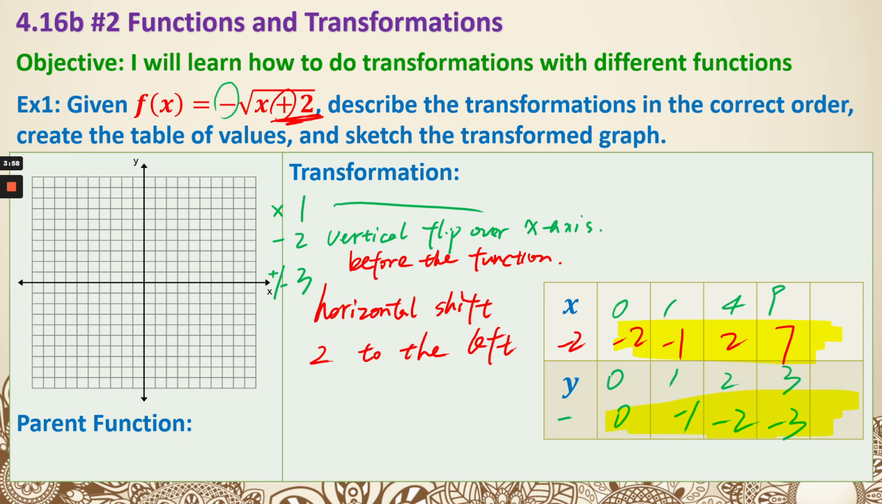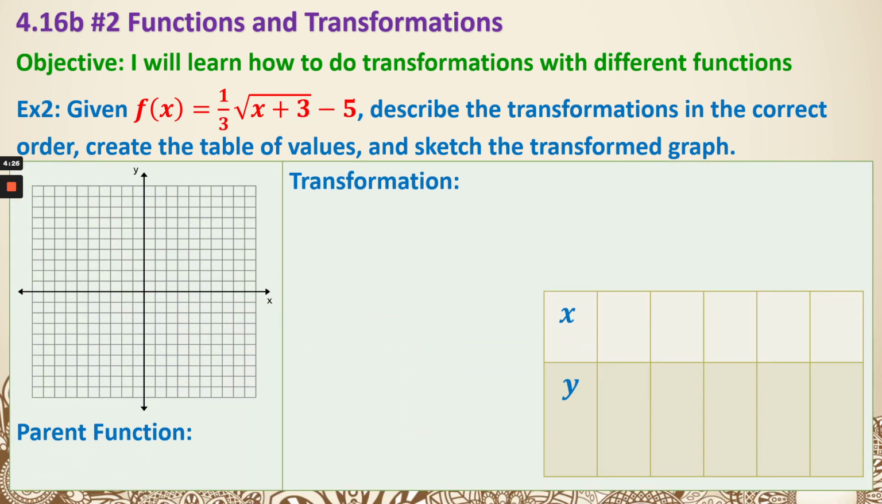And the parent function again is square root of x. So let's graph it. -2, 0. We have -1, -1, and we have 2, -2, and we have 7, -3. So there's my graph. That's example 1. Next, example 2.